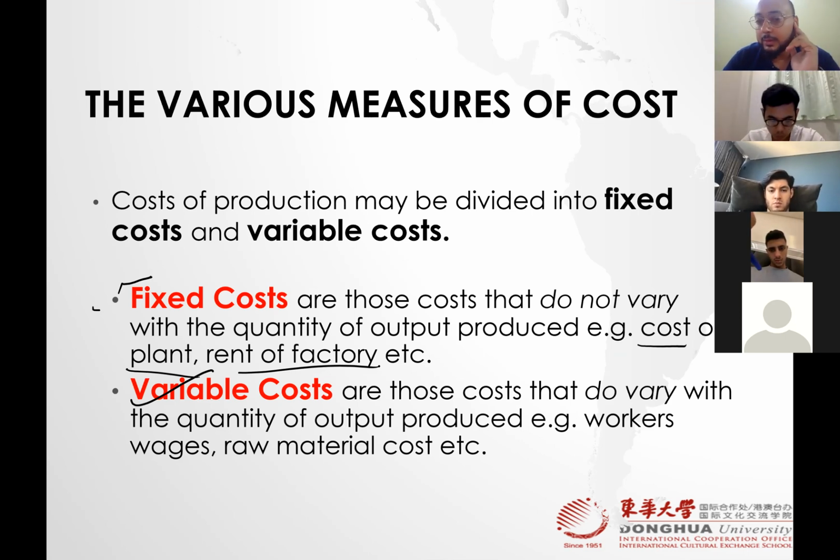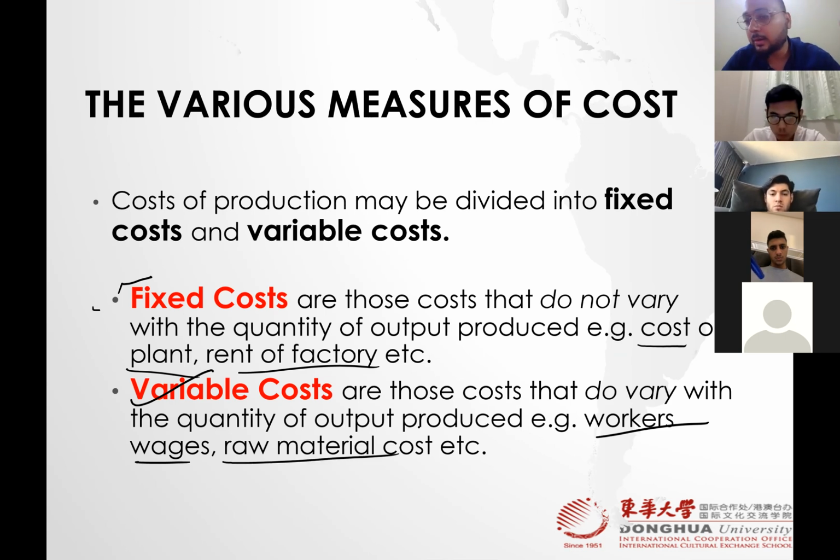Variable cost, so the nature or behavior of the variable cost in total is that whenever we increase or decrease our production, it also increases or decreases. It is very proportionate. When output increases, it increases. When output decreases, it decreases. So workers' wages, raw material costs, these are of the nature of variable cost.